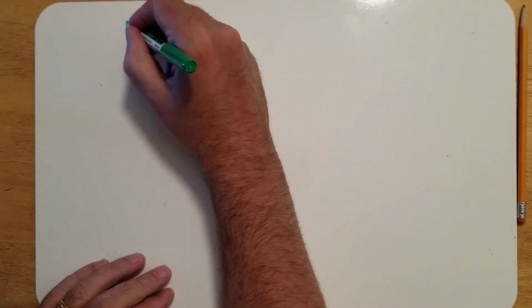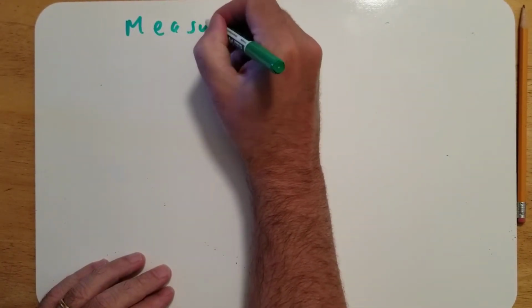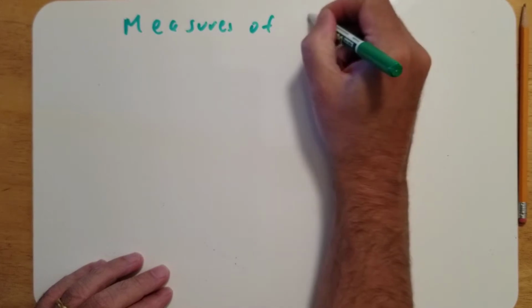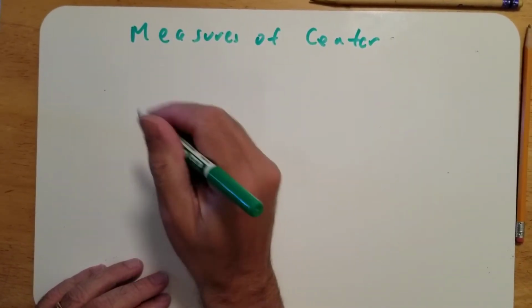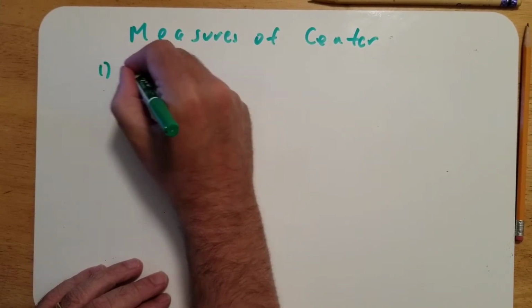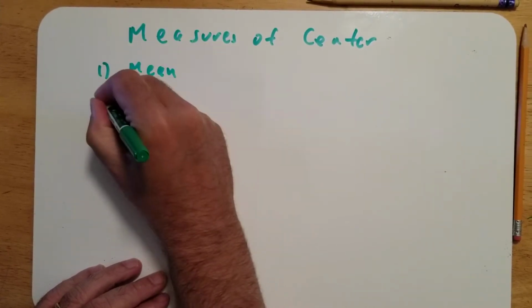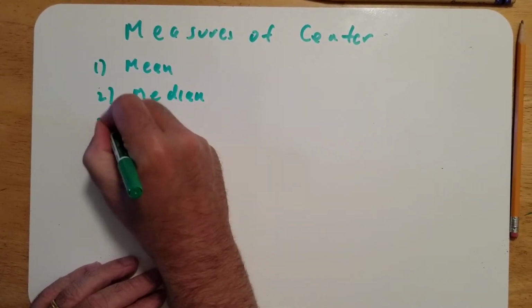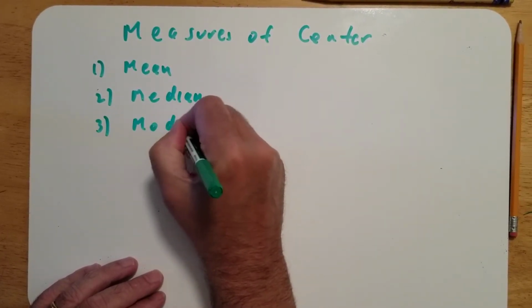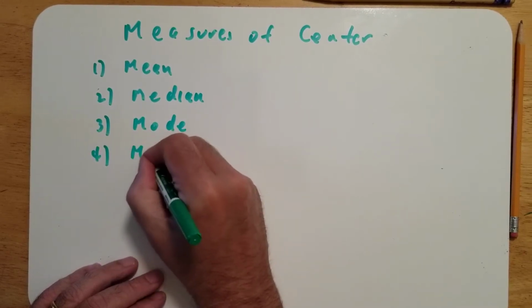Okay, I want to do an example of what they call measures of center of a data set. And the four measures that we're going to do are mean, median, mode, and mid-range. I guess they're all M words.